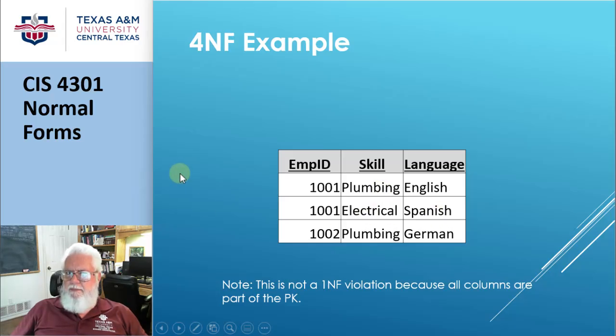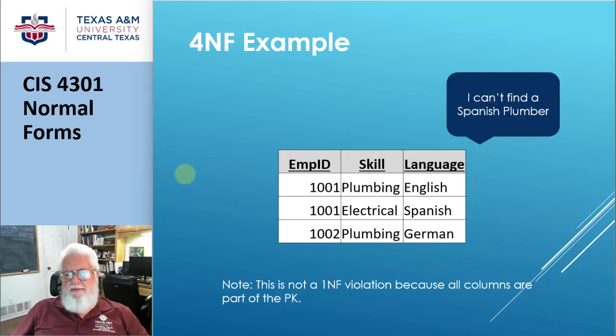So do you see a problem here? What if I was to write a query that said, I need a Spanish-speaking plumber? Would I find a Spanish-speaking plumber? I would not, because I asked for where skill is equal to plumbing and language is equal to Spanish. See how that query works on a single line? And my data is spread out over multiple lines, so I cannot find the information I need.